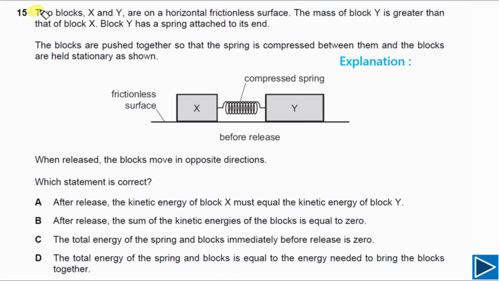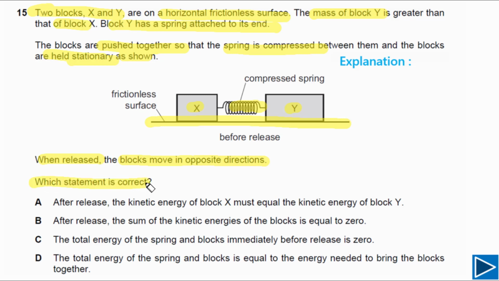For question number 15, it is given to us there are two blocks X and Y. This is block X and this is block Y. They are on a horizontal frictionless surface, so this surface is frictionless. The mass of block Y is greater than the mass of block X. Block Y has a spring attached to its end. You can see the spring is attached at the end of block Y. The blocks are pushed together, the spring is compressed between them, and the blocks are stationary. When released, blocks move in opposite directions. We need to find out which statement is correct.